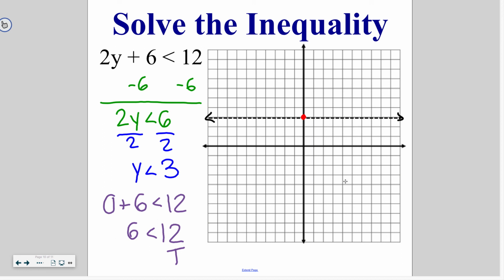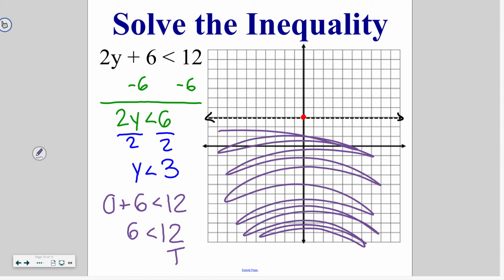Subtracting 6 and dividing by 2, you get y is less than 3. So putting that dot at 3 and a horizontal dashed line going across because there's no equal to part. Plugging 0 into the original, you get 0 plus 6 is less than 12. 6 is indeed less than 12. So you should have the shading on your final answer being below that line.